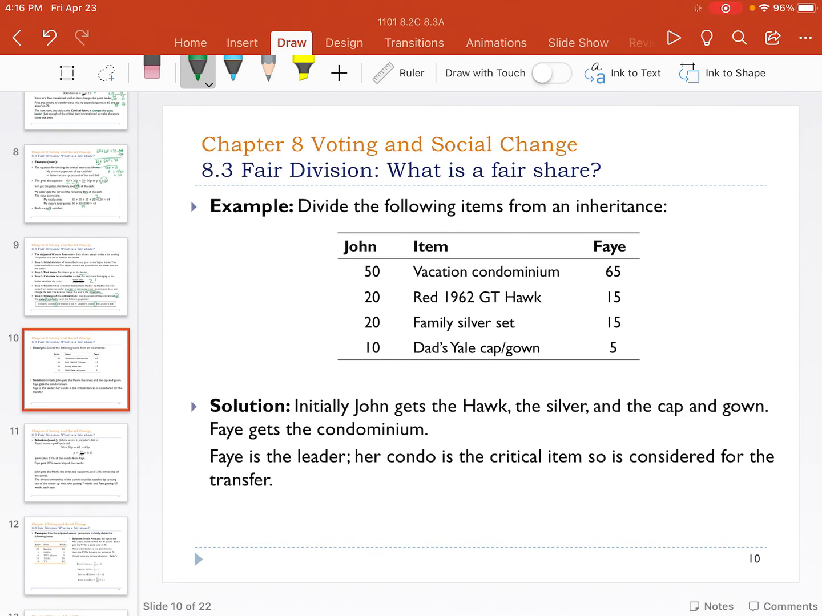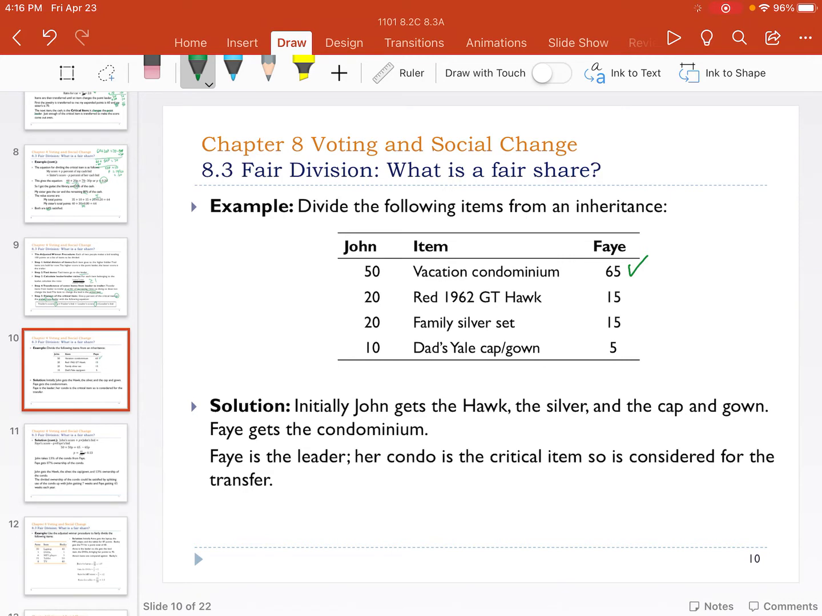So let's take a look at example 8.15. This one has to do with inheritance, John versus Faye. And they have gotten to rank a vacation condominium, a red 1962 GT Hawk, a family silver set, and Dad's cap and gown from Yale, I guess.